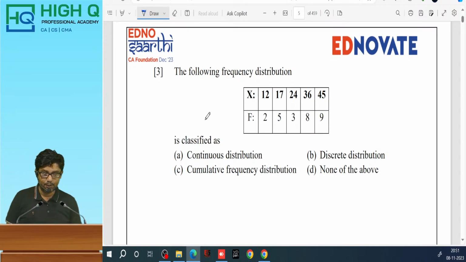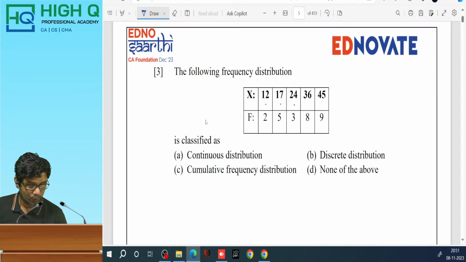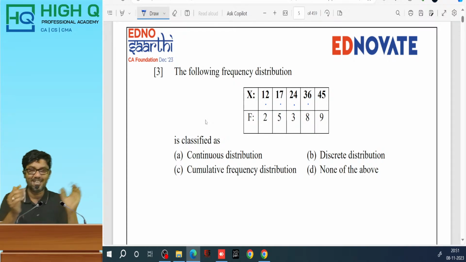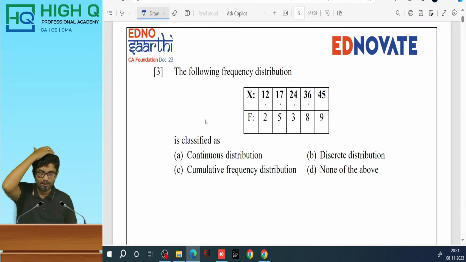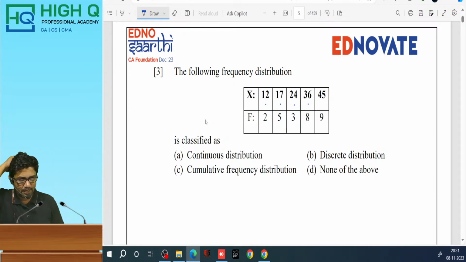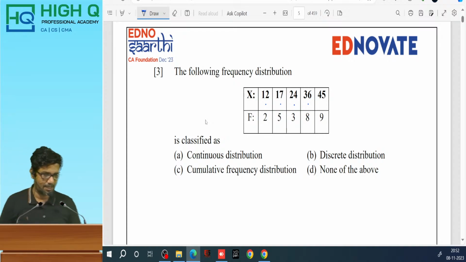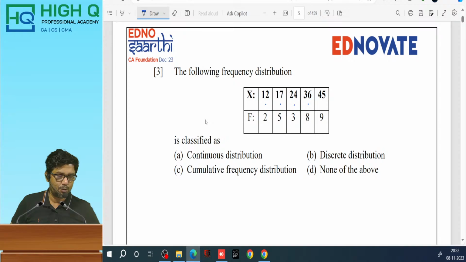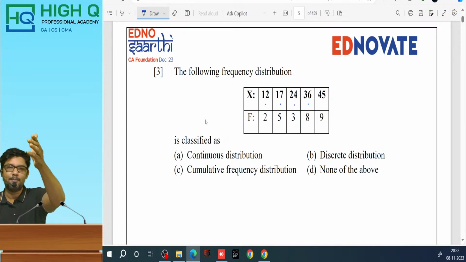The following frequency distribution is classified as, now look at this, 12, 17, 24, 36, 45. Now I want you to give me the answer, my dear. If you understood my lecture, you can easily give me the answer. Let's see how many of you understood the lecture. Let me check. Wow, so many people are giving me the right answer. Fantastic. If you answered based on my explanation, I'm really happy about it, my dear.